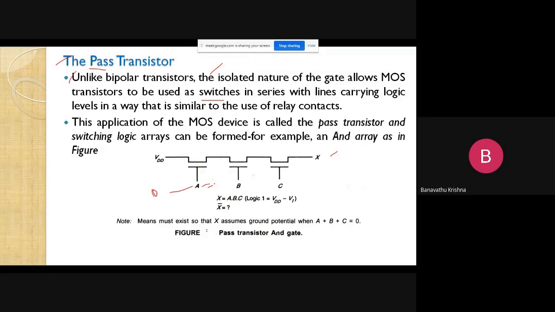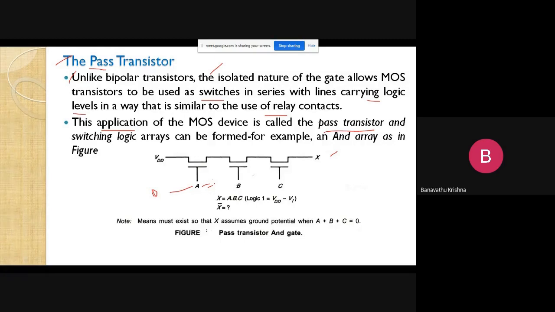So in series with a line carrying logic levels, in a way that is similar to the use of relay contacts. The different levels will be carried from one step to the next, right? This application of the MOS device is called a pass transistor. One of the applications of the MOS transistor is the pass transistor, and a switching logic array can be formed, for example an AND array, as in the figure. So this is nothing but an AND array, right?